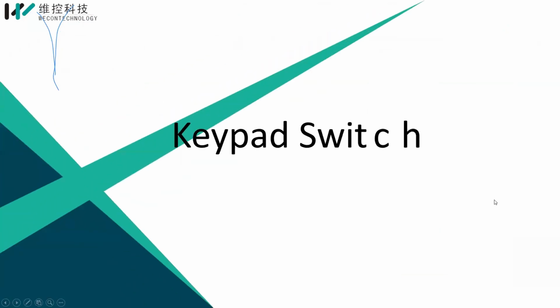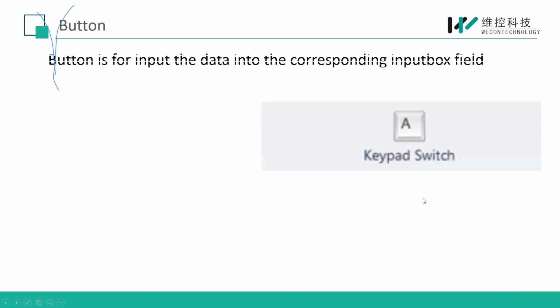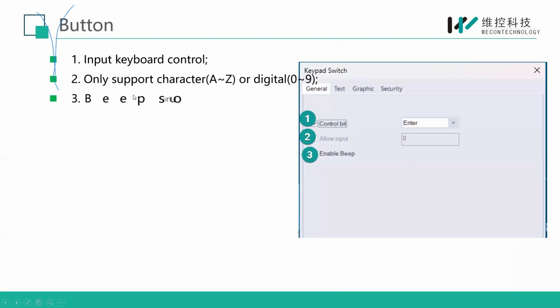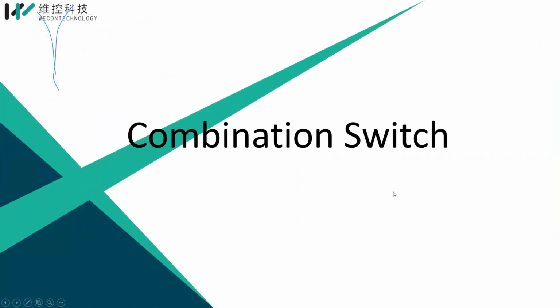The next thing is a keypad switch. This button is for inputting data into the corresponding input box field. By using this, you can enter some values with our keyboard setting, but you can only input A to Z and 0 to 9. And you can also enable a beep sound when this button is pressed. So this one is the input keyboard control. We use it in the system screens, numeric displays and character displays input window.